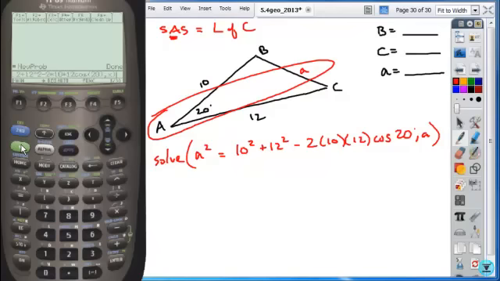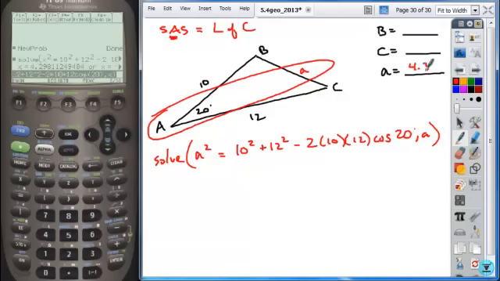Once again, I can make a prediction here. I'm looking for a side. Do I know whether this side is the largest, smallest, or middle one? No, I don't know. So I can still have a prediction, though. It has to fall within what two values? It has to be greater than the difference of these, 2. So it's greater than 2, but it has to be less than the sum of those, 22. So we know it's going to be between 2 and 22. Again, it's a huge range, but that is the only prediction we can make. And what I see here is I get the side length to be 4.3 approximately.